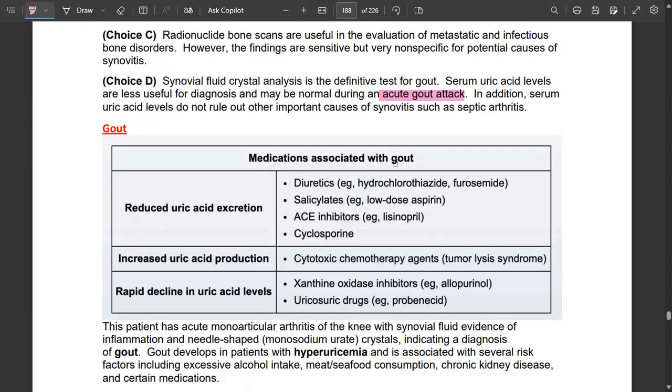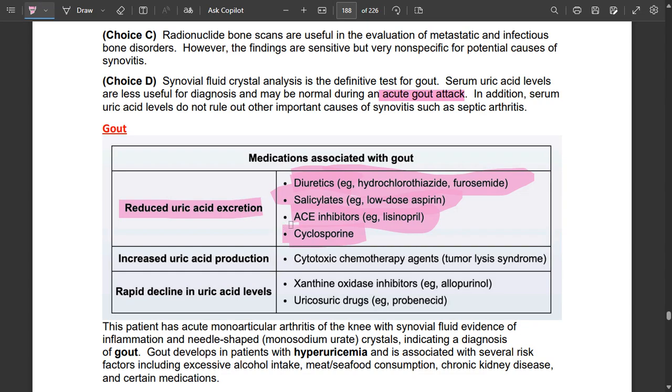Okay, medicines associated with gout. Drugs that reduce uric acid excretion include diuretics like hydrochlorothiazide and furosemide, which reduce the amount of uric acid excreted in the urine. Salicylates like low-dose aspirin can also be used. ACE inhibitors like lisinopril and cyclosporine can also cause it. So there are reduced uric acid excretion and increased uric acid production.